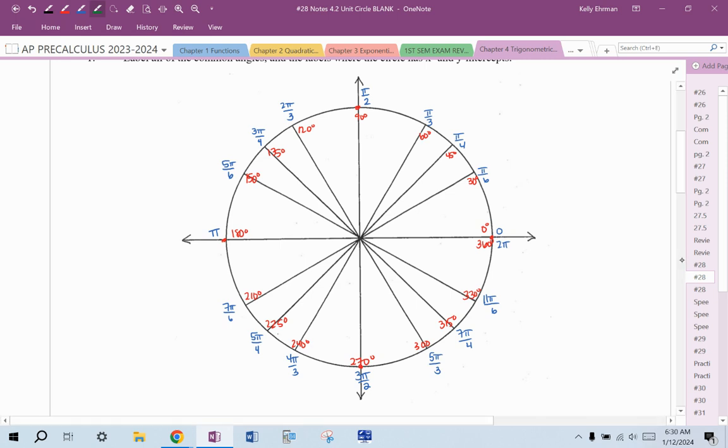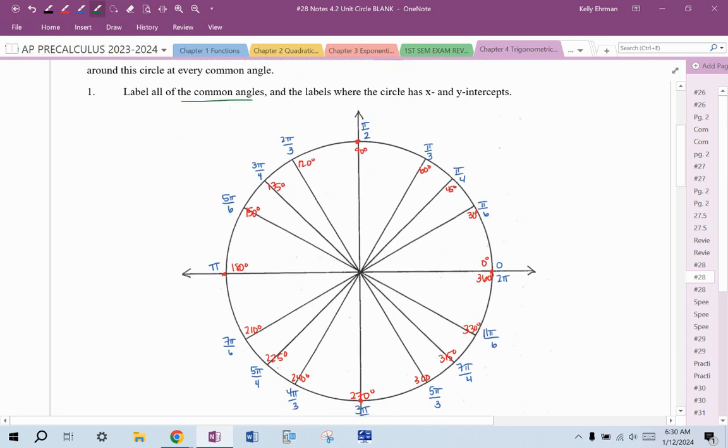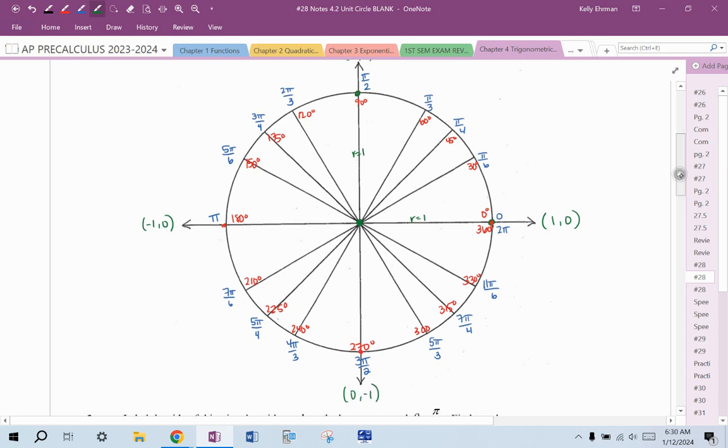Okay, so we labeled all of the common angles. And the other thing I want to do is label where the circle has x and y intercepts, meaning let's go ahead and write what these points would be. Remember, this is (0, 0), and the radius is equal to 1 on this circle. So this point over here is the point (1, 0), because it's just 1 unit to the right of (0, 0). And this point up here, again, r is 1, so 1 unit above (0, 0), 1 unit to the left of (0, 0), and 1 unit below (0, 0). So those are the first 4 points around our unit circle.